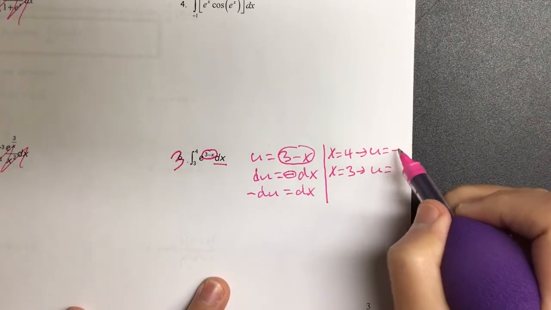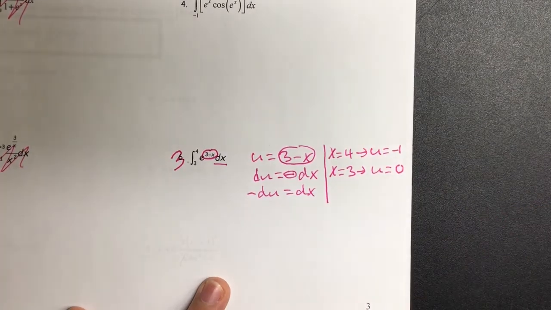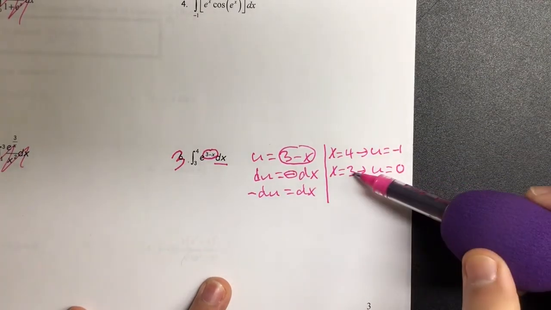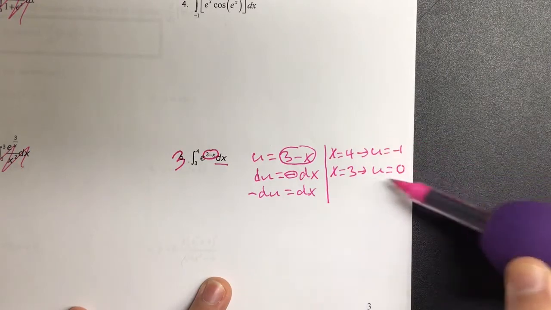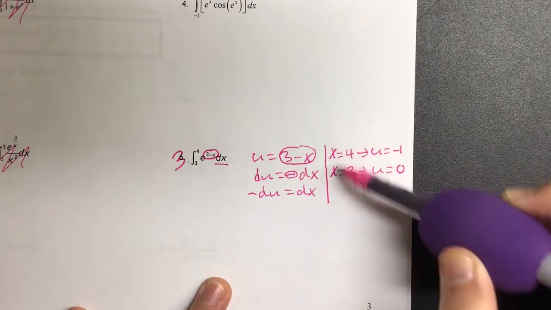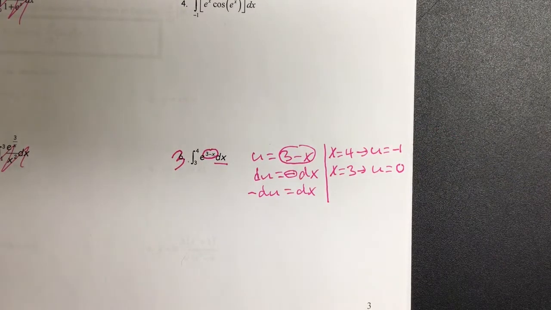-1, good. What about the lower bound? 0. And some of you might be like, well, 3 is lower than 4, so that makes sense. Why is 0 higher than that? It doesn't matter. As long as your original was already in order, leave it in that order, okay? As in, do not change the top and the bottom.